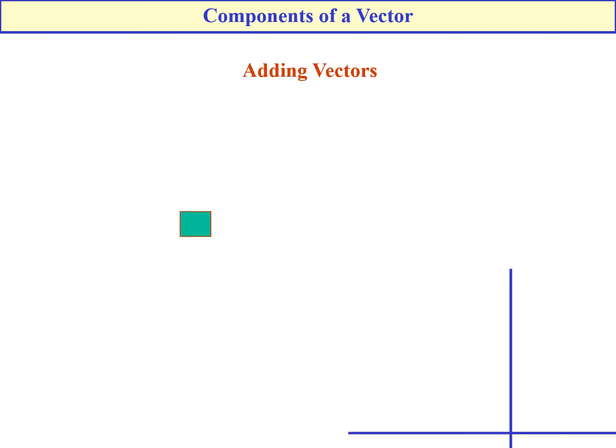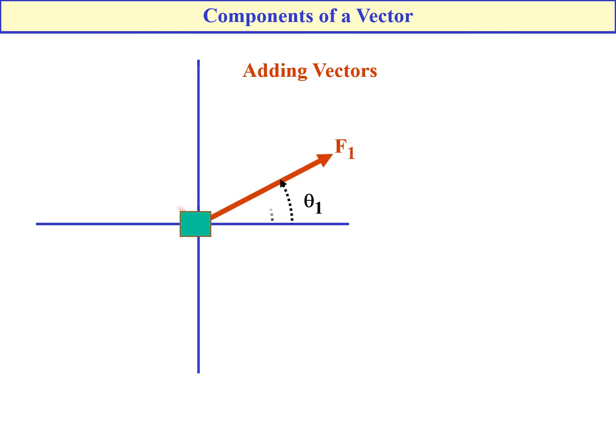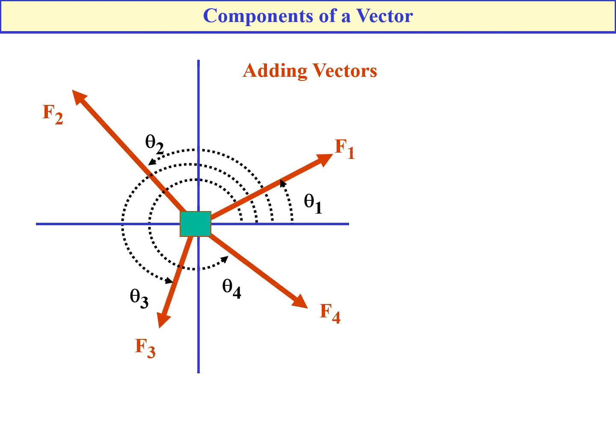Okay, so now we're going to take this object and we're going to add multiple vectors to it. We've got force 1, force 2, force 3, and force 4. Now, addition of vectors is completely different than addition of scalars. Scalars is what you're used to in your math class when you take 2 plus 3 and you get 5. When it comes to vectors, adding 2 and 3 gets complicated because that 2 and that 3 have a direction.